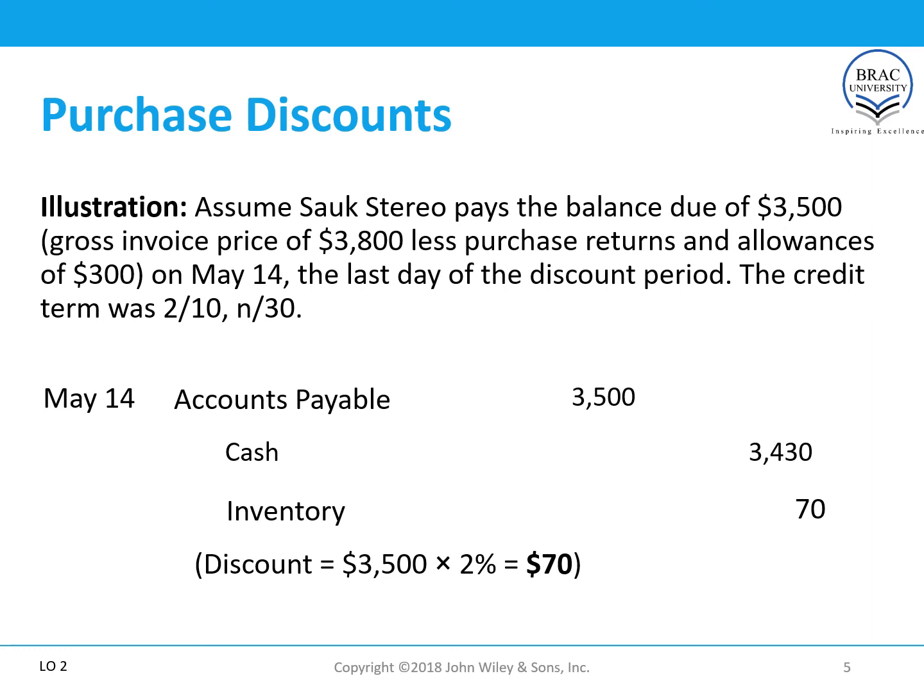So now let's see the transaction or the journal entry. On May 14th, we are debiting accounts payable by $3,500, which was the net invoice price. Then we are crediting cash for $3,430, and we are crediting inventory by $70, because this is the amount of discount that SOG Stereo is getting for paying within the discount period.